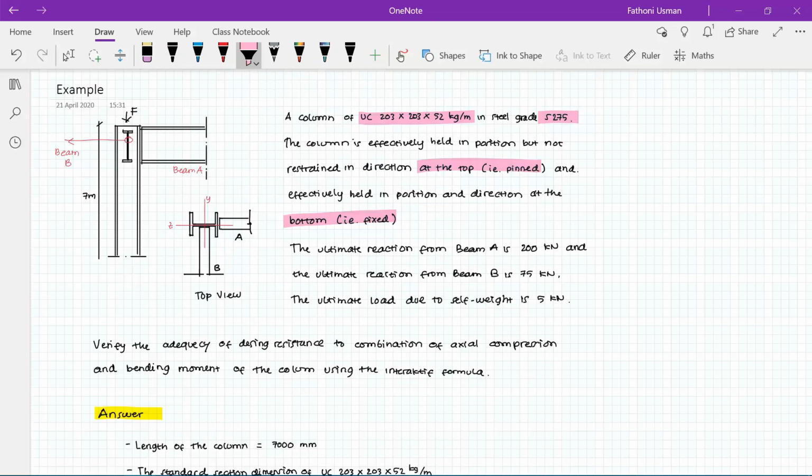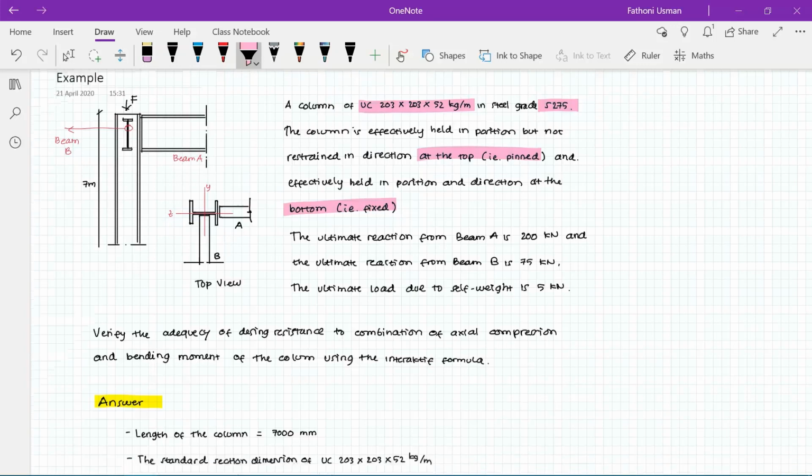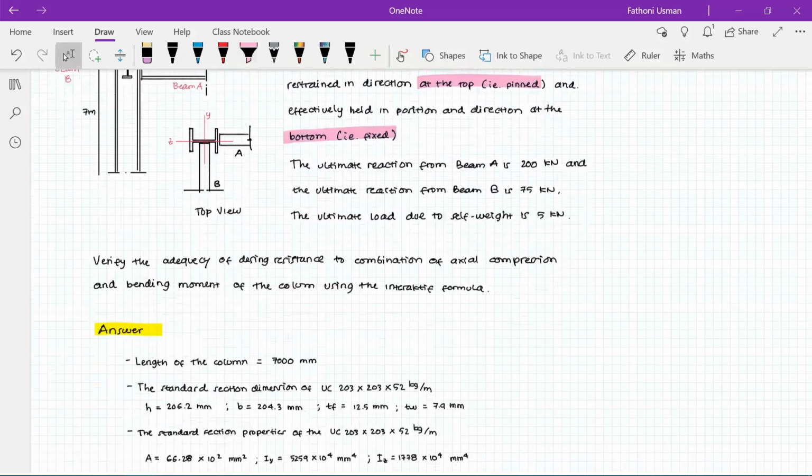The ultimate reaction from beam A is 200 kilonewton, and the ultimate reaction from beam B is 75 kilonewton. The ultimate load due to self-weight is 5 kilonewton. So from here we can understand that all the loads applied to the column are already factored loads, at the ultimate limit state.